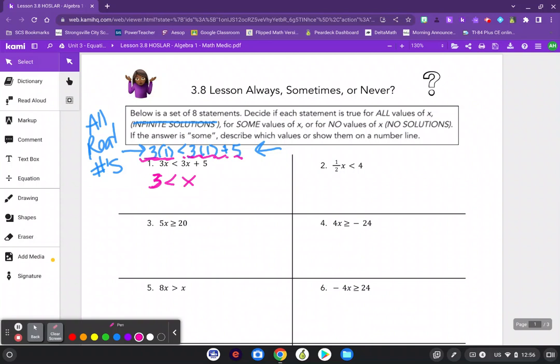Another way to consider that is if I were to solve this inequality, I could subtract 3x on both sides. If I did that, I have 0 on this side, less than, the x's go away here as well, 5. And this is actually a true statement. And so this inequality is true for all real numbers, or all values of x.